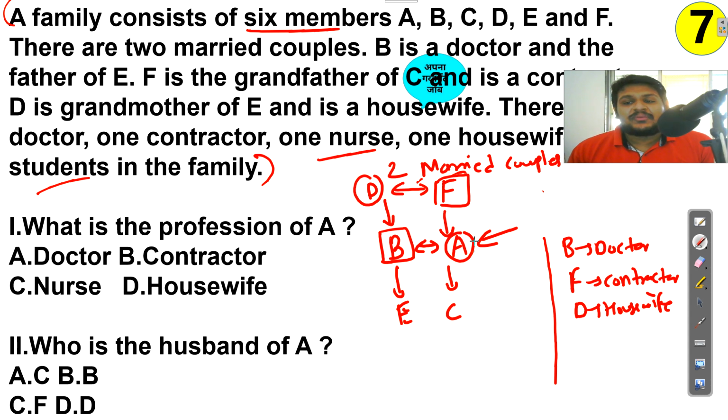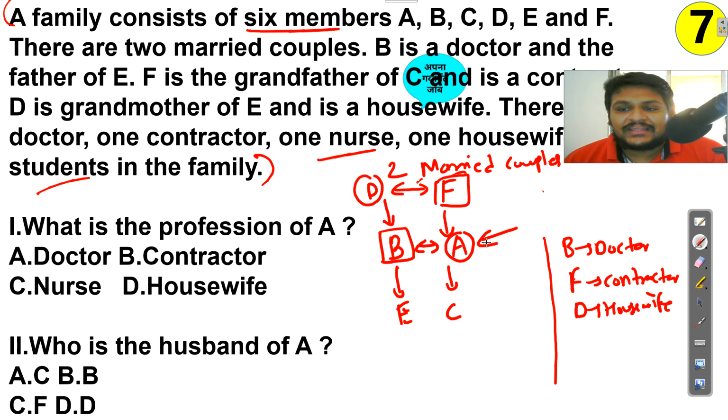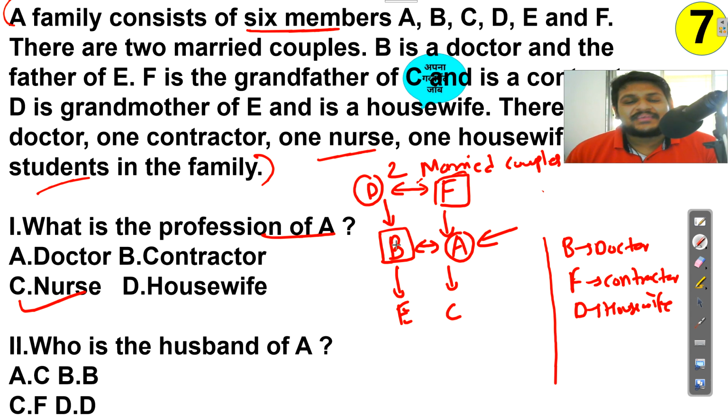So only gender, female gender, we know it's A. That's why A is gender. Okay. So what is the profession of A? It is nurse. This is your correct answer. Okay. Second question, who is the husband of A? So we can see here husband of A is B. So answer is B. Okay.